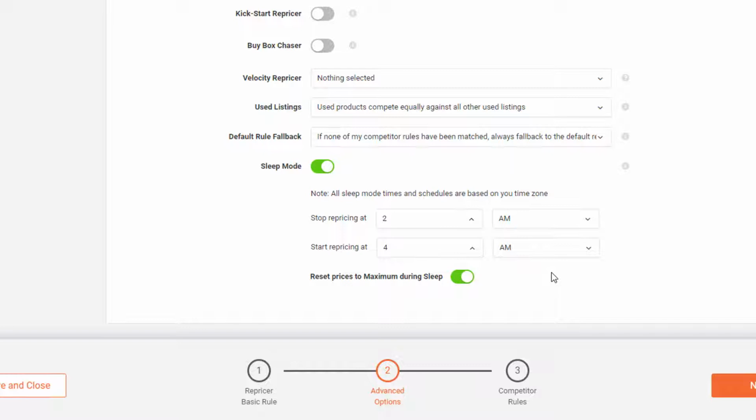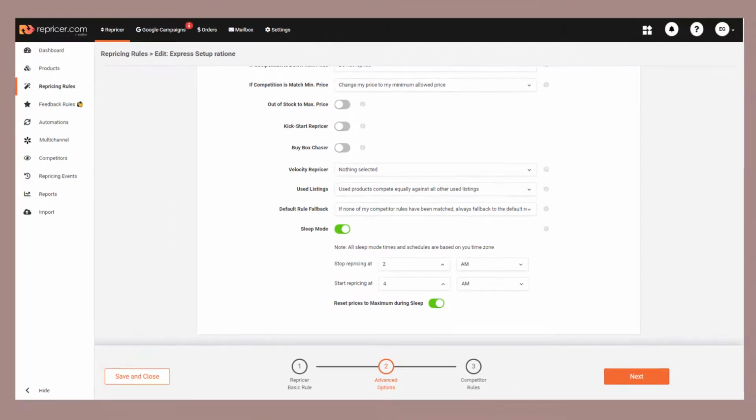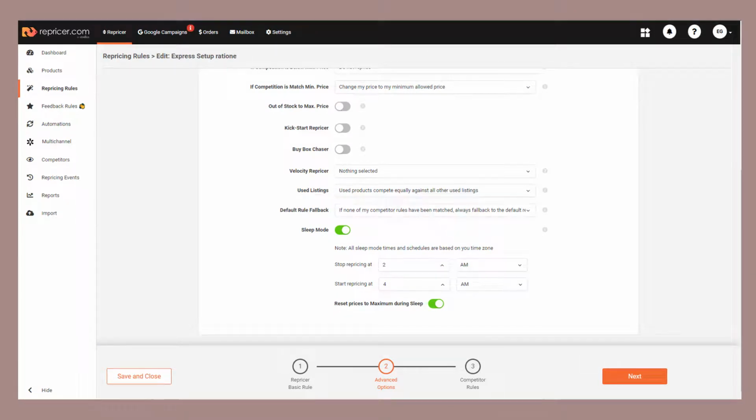Just bear in mind that whatever times you set are in your own time zone rather than the time zone of the marketplace. And this is just one more powerful feature offered by Repricer.com.